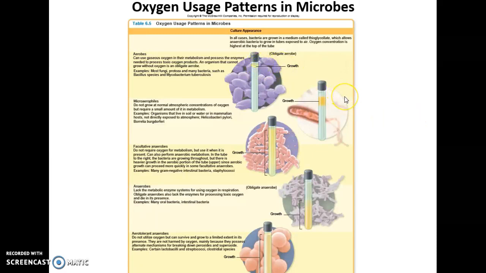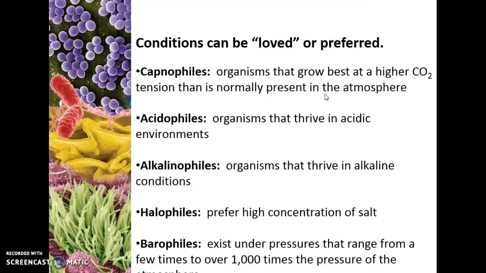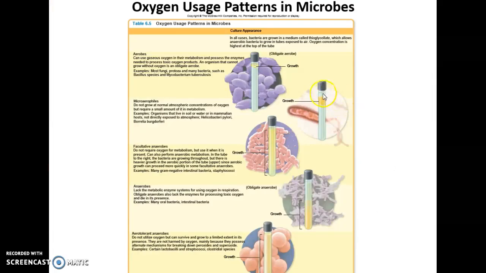All right, down here you have a microaerophyll. So here they don't grow at normal atmospheric concentrations of oxygen, but requires a small amount of it. And so you have no growth right here at the very top. Maybe hard to see that. But there is some medium on top of this yellow section. And so down here you have a little bit of oxygen, a little bit, and then right down here is where you start decreasing oxygen altogether. So microaerophils, they like small amounts of oxygen.